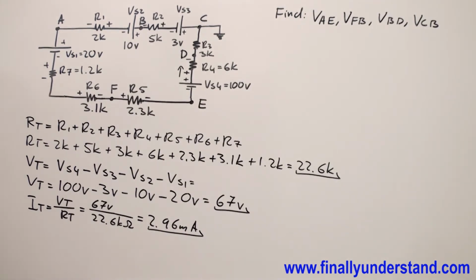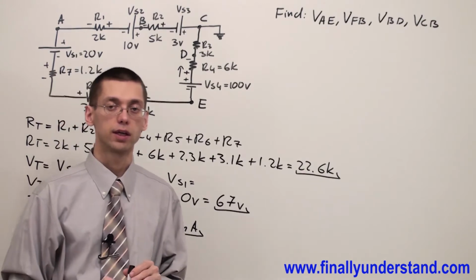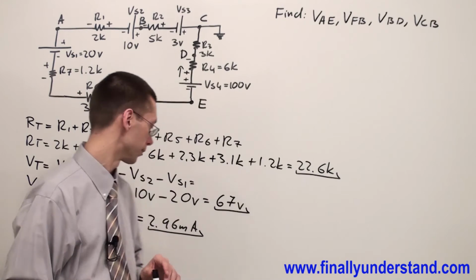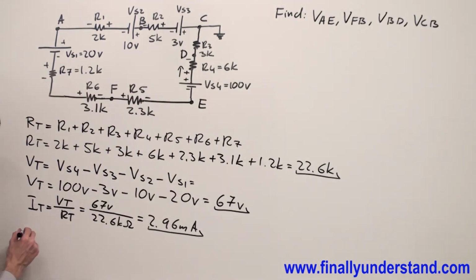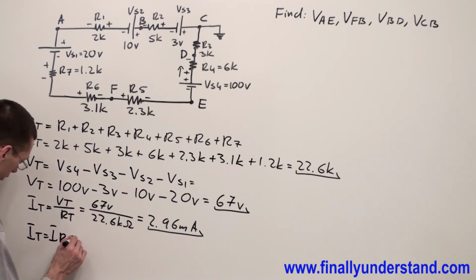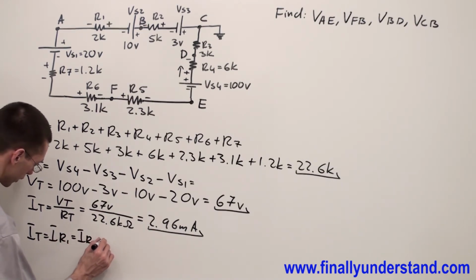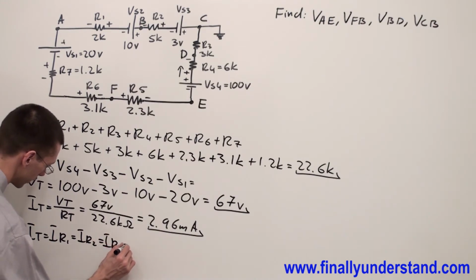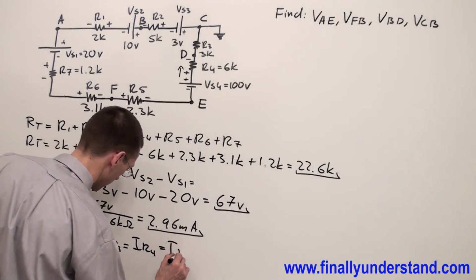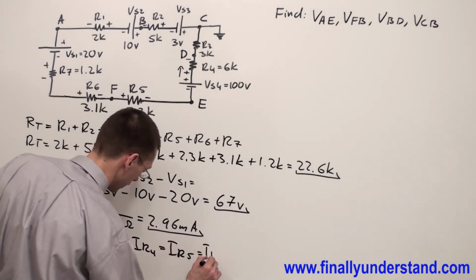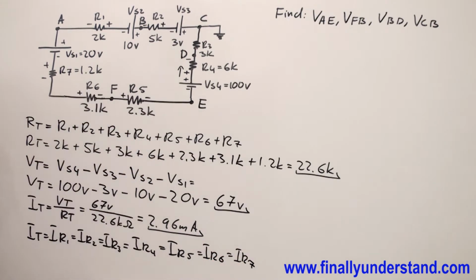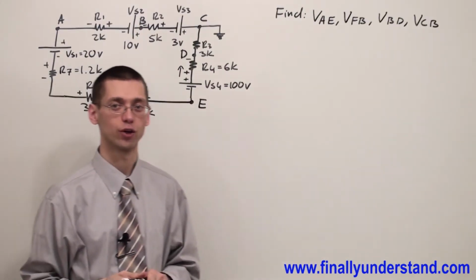You're supposed to keep in mind that in a series circuit, the current in each component is always the same. Remember, KCL says I total for the series circuit is equal to IR1 equals IR2 equals IR3 equals IR4, in this case, equals IR5 equals IR6 and is equal to IR7. Next, we're supposed to find voltage across each resistor.